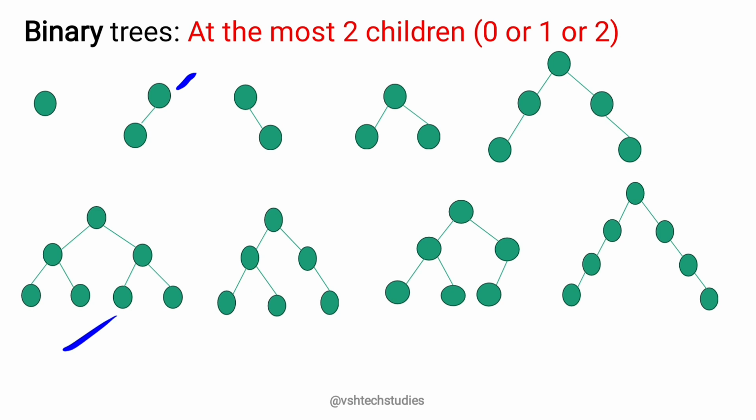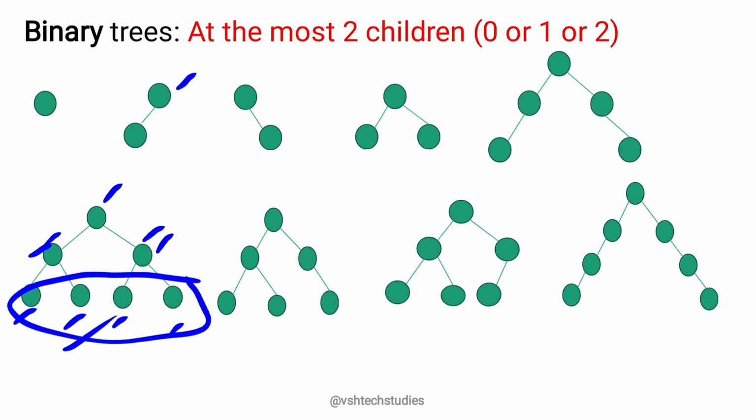Next, if you take up this tree, this node has 1, 2 children. This node has 1, 2 children. This node has 1, 2 children. And all these nodes are the leaf nodes which have 0 children. Hence, if you look at any node in this tree, it has at the max 2 children. It may have 0 or 1 or 2 children, not more than that.